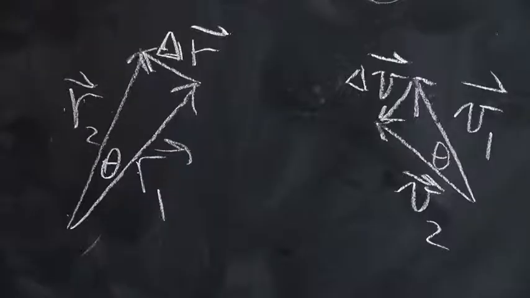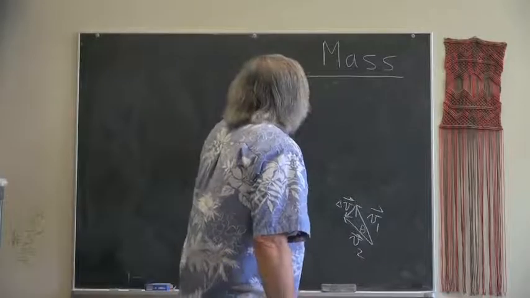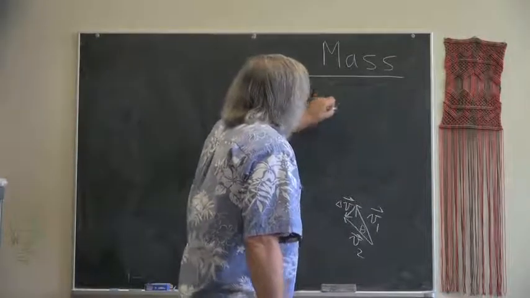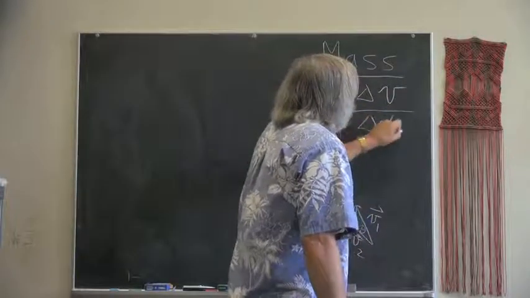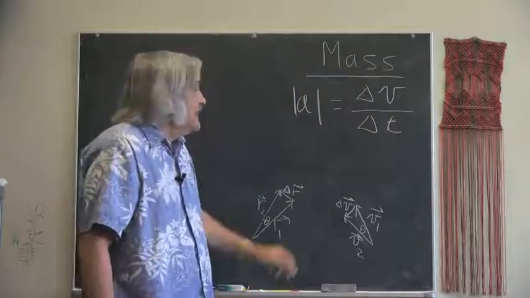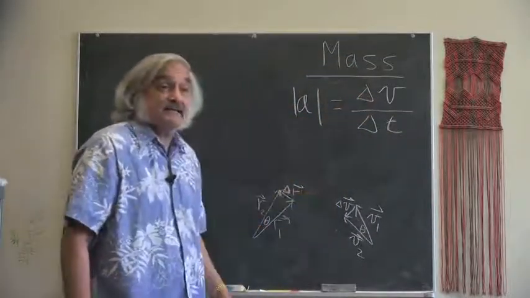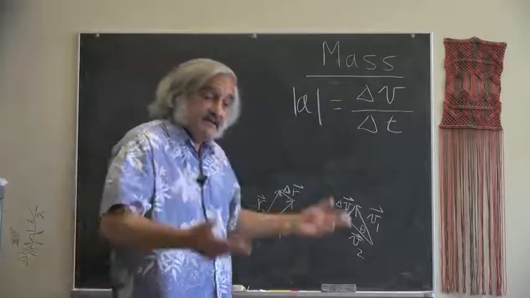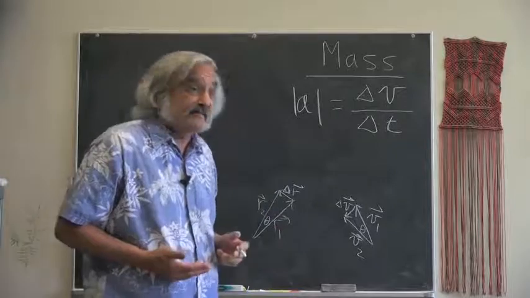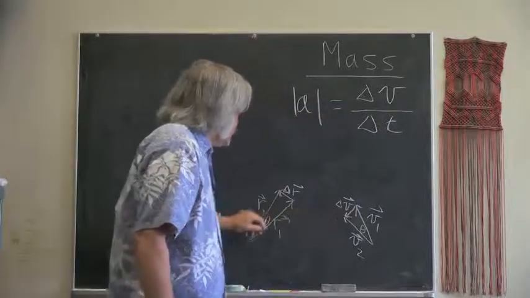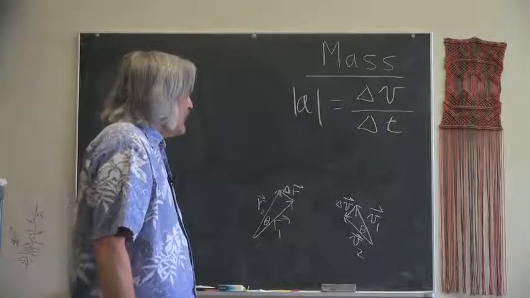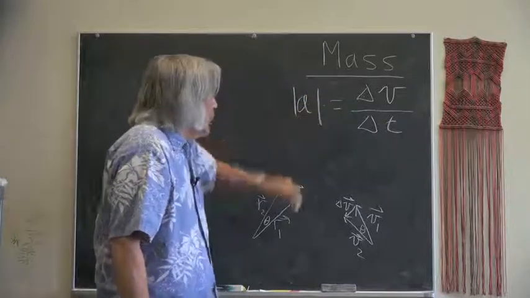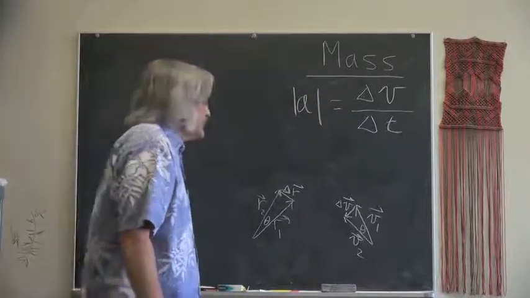Okay, so let's look at these two triangles. What we're after is an expression for the acceleration. And the acceleration is the change in velocity divided by the change in time. Now, velocity already contains a time, right? It's just the time rate of change of position. So now we can use these triangles and see if we can come up with an interesting formula for what the so-called centripetal acceleration is.